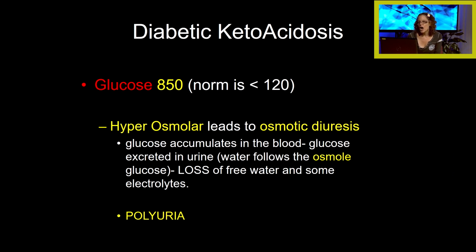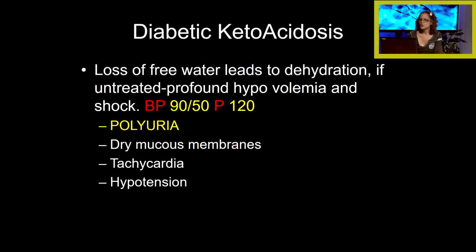So hyperosmolar leads to osmotic diuresis. Glucose accumulates in the blood, and the glucose is excreted in the urine. Water follows the osmoles, with loss of free water and some electrolytes in this polyuria. So if we're losing a lot of free water, this is going to lead to dehydration. If untreated, we could end up with profound hypovolemia and shock, okay?